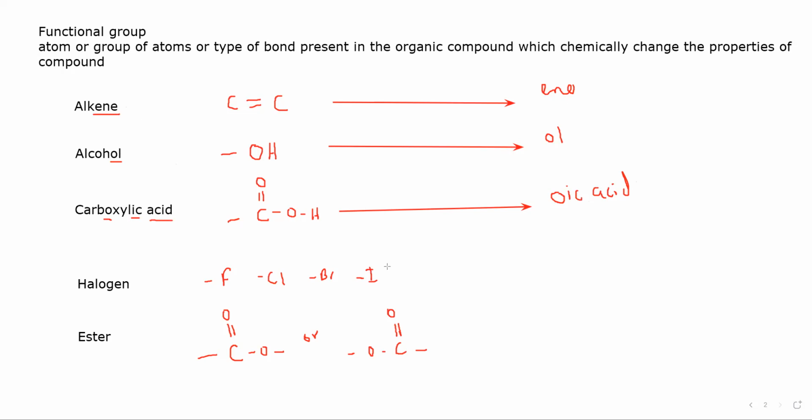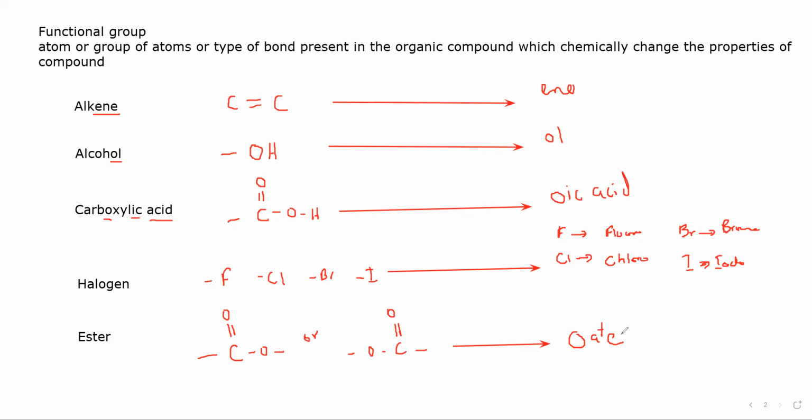But if halogens are attached, if fluorine is there, we'll use the term fluoro. If chlorine is there, we'll use the term chloro. If bromine is there, we will use the term bromo. And if iodine is there, we will use the term iodo. And for ester, the name should have oate. I will give an example of each, but this is just the beginning.